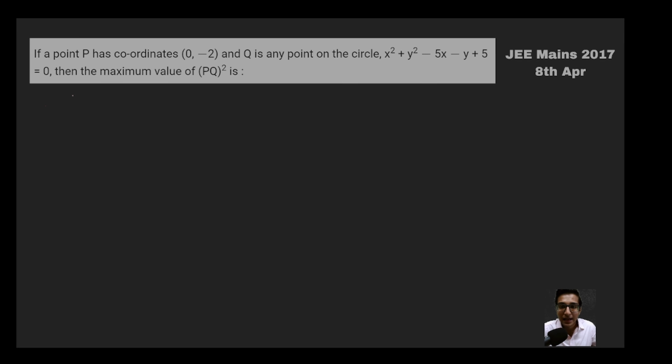So our circle is x square plus y square minus 5x minus y plus 5 equals 0. So our center for this circle becomes 5 by 2, 1 by 2. And what would our radius become? Root under g square, which is our 5 by 2 whole square. Sorry, this would become minus 5 by 2 whole square because center is minus g, minus f. Plus f square, f is our minus 1 by 2 whole square, minus c. C is our 5 as given in the question.